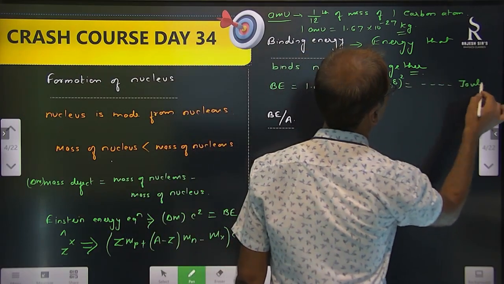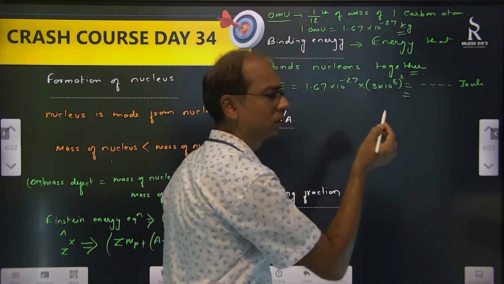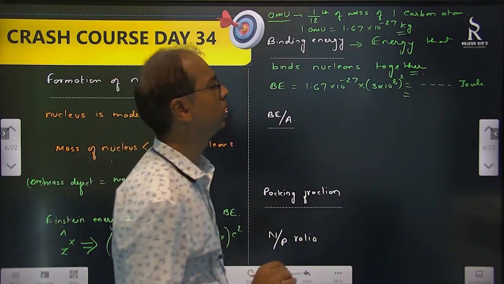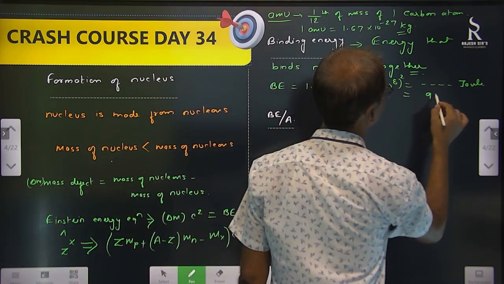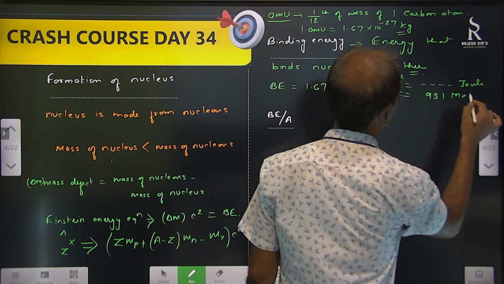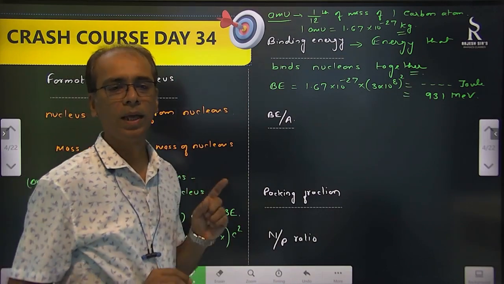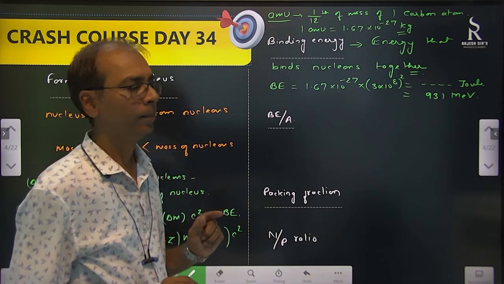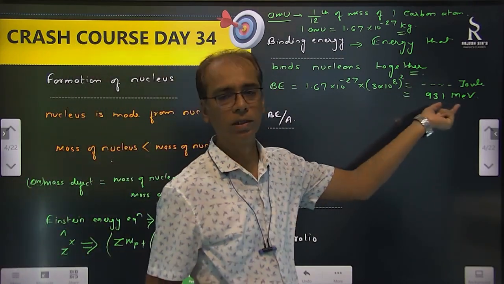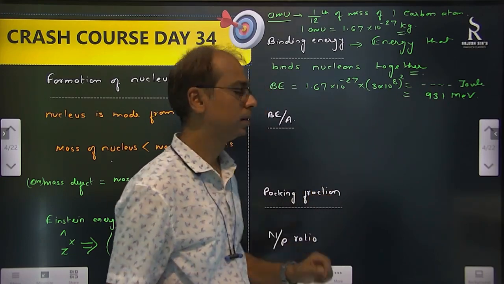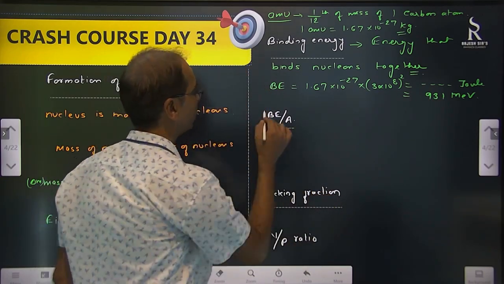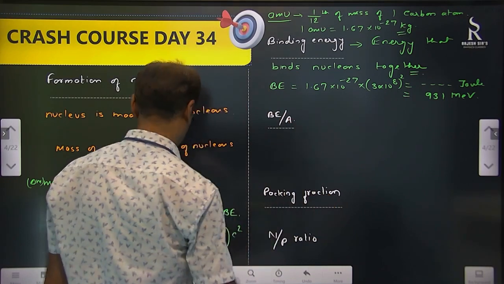But because this is very less, we convert this into mega electron volt. When we convert this into mega electron volt, it comes out to be 931 mega electron volt. So we say that if 1 AMU is the mass defect, then the corresponding energy in mega electron volt is 931 MeV.